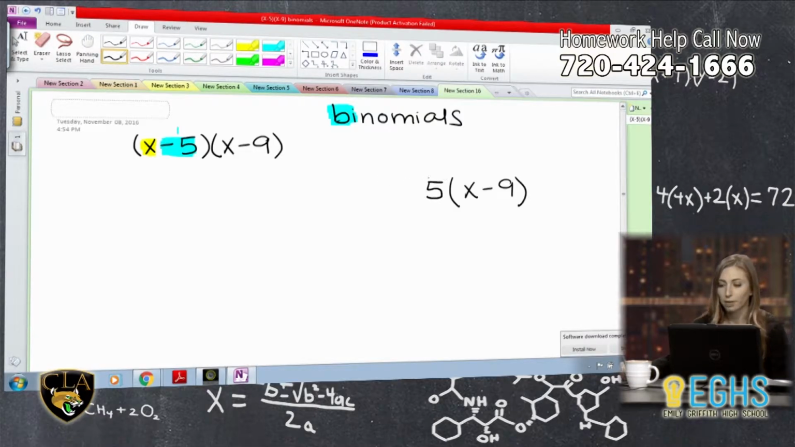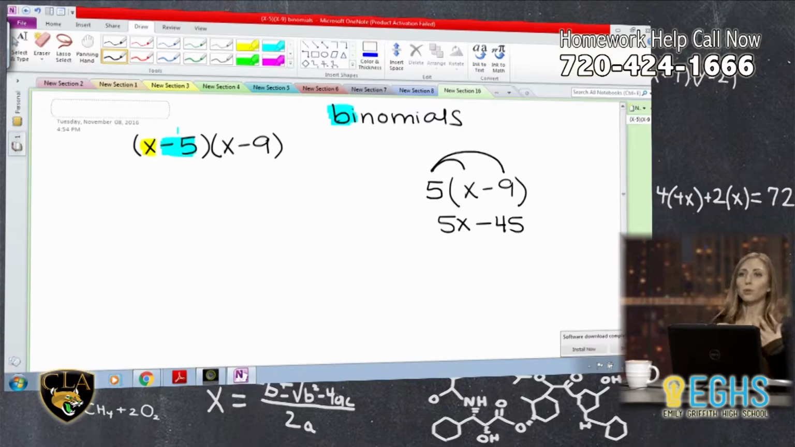So when we have 1 term times 2 terms, it means we need to distribute. This is called the distributive property, where we would take our 5 times the first term, and then our 5 times the second term. So 5 times x, we get 5x. 5 times the negative 9, we get negative 45.